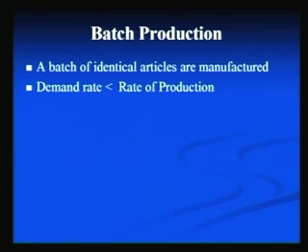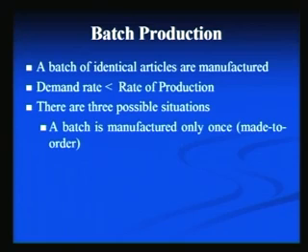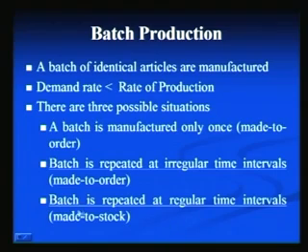And again there are three possible situations in batch type production. One is that the batch is manufactured only once, that is similar to the job shop type of production, and here we classify this as made to order, means once we get an order we manufacture the batch and supply it to the customer. Another is that the batch is repeated at irregular time intervals, that is again made to order, means you do not make it to stock. So, once you get an order you just complete that batch and deliver it to the customer. And third is that the batch is repeated at regular time intervals, means there is a continuous demand for that product in the market. Only thing is that demand is less than the rate of production.